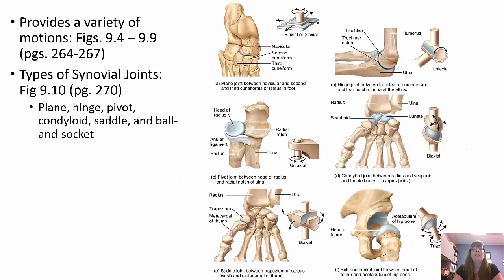There's actually 6 types. The plane joint, the hinge joint, the pivot joint, the condyloid joint, the saddle joint, and the ball and socket joint. And we're actually going to talk specifically about each one later. That's why I went by them so fast.